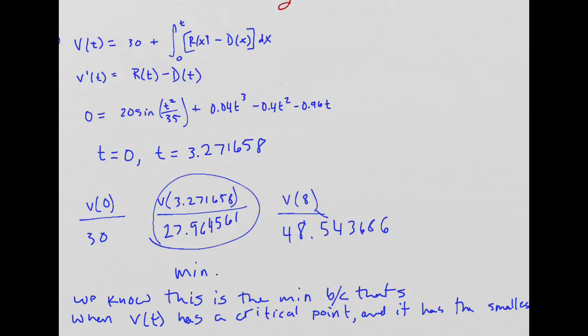The real explanation for why it's a minimum is because that's when the derivative equals 0, and that's where you're allowed to have relative extrema. Then we plugged in the t values for the relative extrema and found the y values. We also plugged in the endpoints, and it was just the lowest value, so that's the justification. We know this is the minimum because that's when v of t has a critical point, and it's the smallest value out of all three, including the endpoints. So that's why it's a minimum.